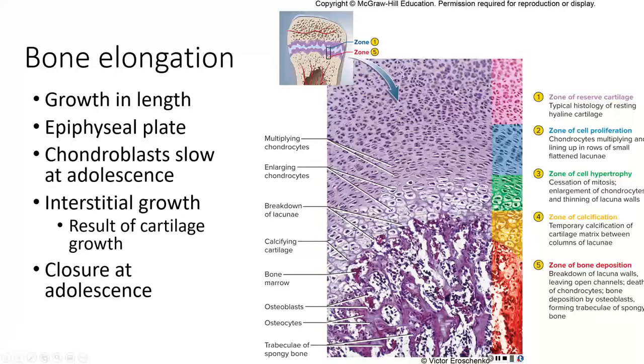So the osteocytes by this point have died. And we're going to start to have those lacunae surrounded by that calcified cartilage matrix. And we're going to start to break those walls of the lacunae down. And that leaves kind of open gaps. And those open gaps allow osteoblasts to come in. And when the osteoblasts move in, they're going to start to convert that cartilage into bone.